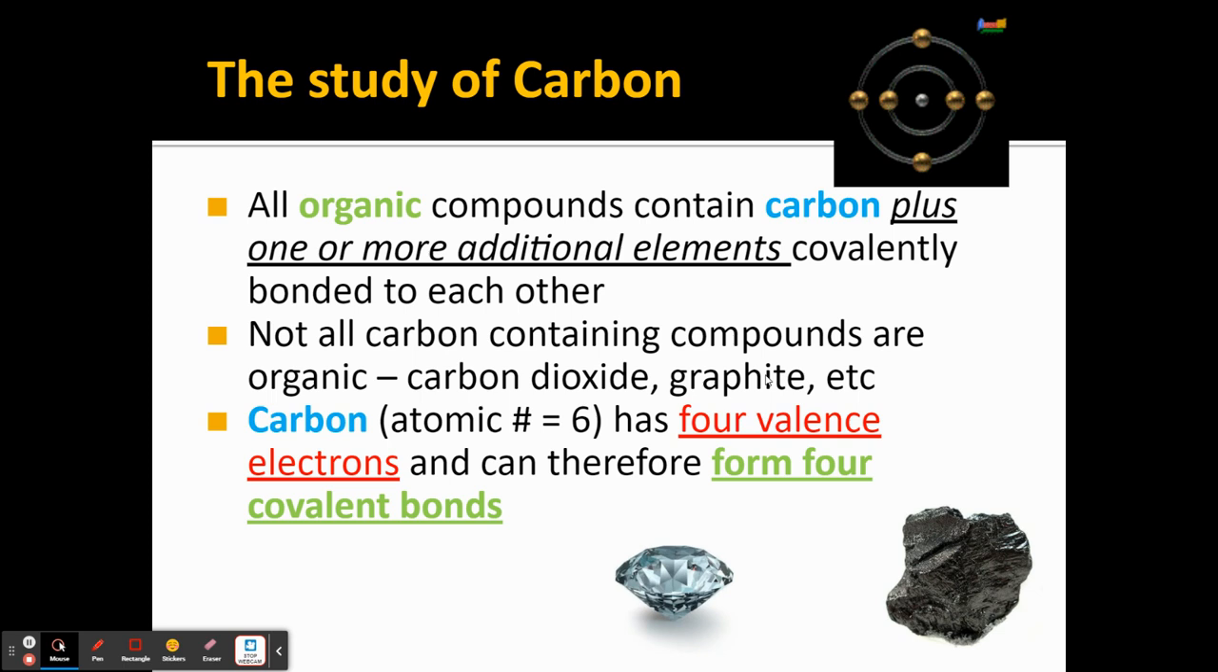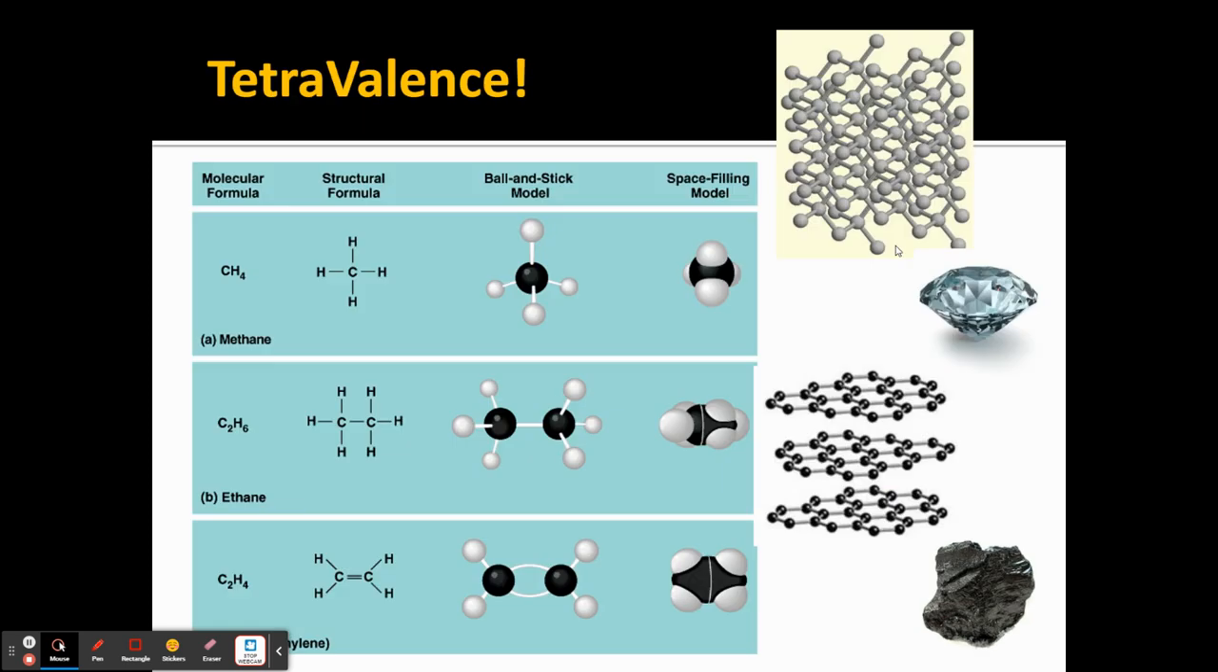Okay, or carbon like graphite, which is this right here, a piece of graphite down in the lower corner, and here is diamonds. These are both pure forms of carbon. Okay, and remember, carbon has an atomic number of 6. That means 2 electrons on the inner shell and 4 valence electrons. Those 4 valence electrons allow carbon to form 4 covalent bonds.